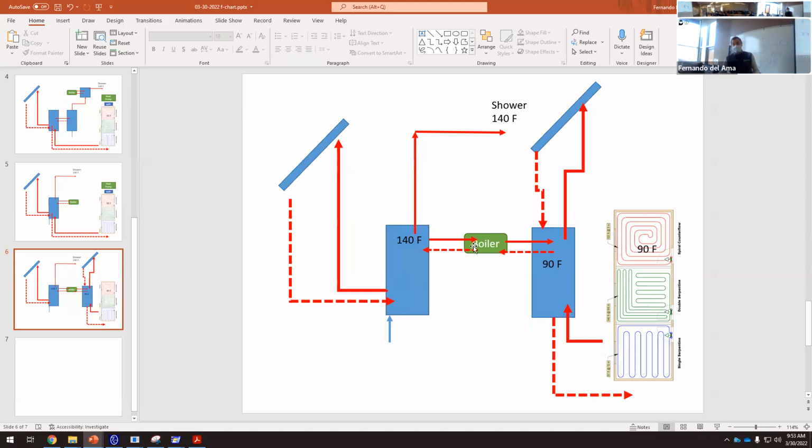And we have an auxiliary boiler. If we have enough sun for both systems, probably the boiler is not working. If we need an auxiliary heating for the domestic hot water, the boiler is connected to this. If we need something auxiliary for the heating, the boiler is connected to that. And if we need both, the boiler is heating up both tanks at the same time.